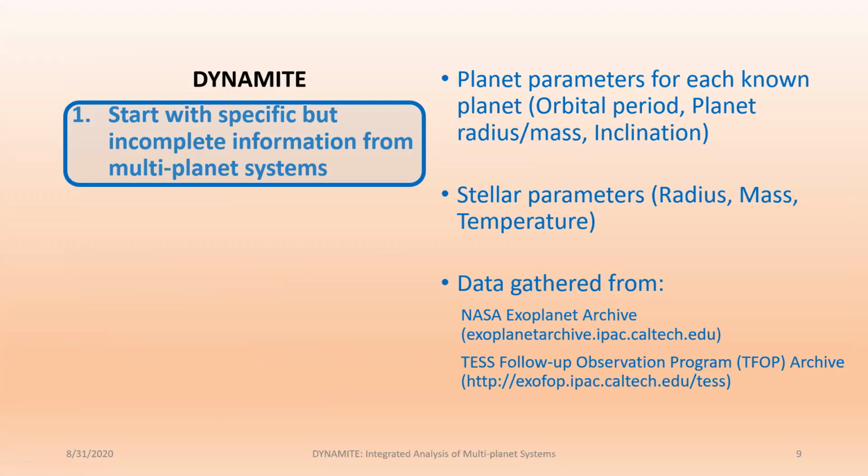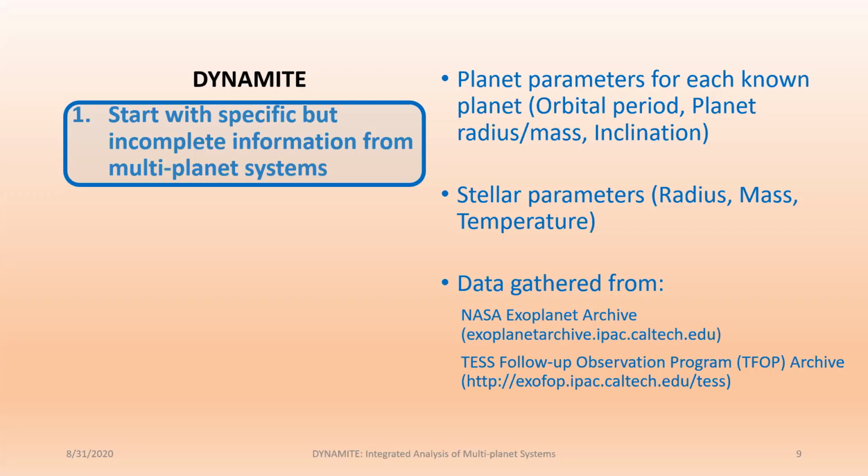The DYNAMITE algorithm starts by gathering the known specific yet incomplete data from multi-planet systems. We are able to test DYNAMITE on multi-planet systems both individually and in ensembles to gain knowledge either on a specific system or the most likely distribution from a larger sample. For each system, gather the orbital period, planet radius or mass, and inclination for each known planet in the system. These are the parameters for which we will determine the most likely estimates for the additional planets.